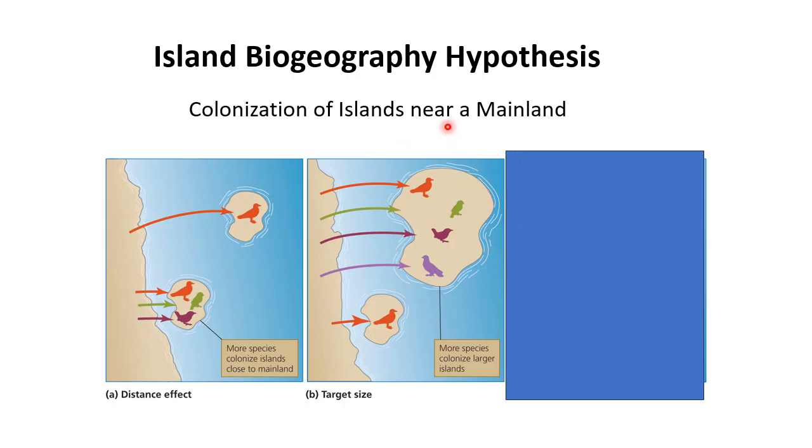So if there's more land, it's also likely to have more resources. And so that can support more species. It'll have more trees, more water available, more food, more shelter. So it can support more species colonizing it than a smaller island that doesn't have as many resources.